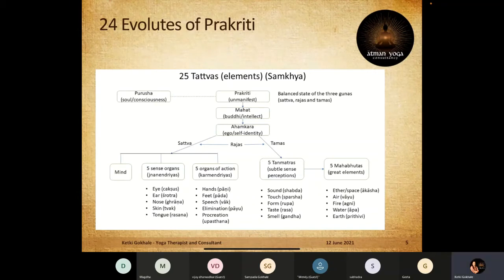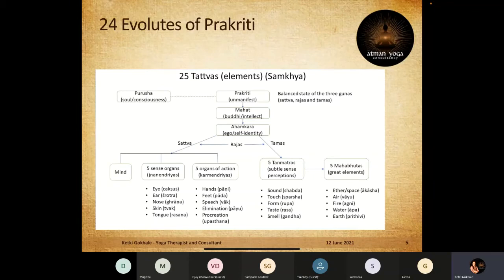From ego give rise to Sattva, Rajas, Tamas, that is the three gunas. So Prakriti has three attributes, while Purusha is attributeless. Sattva is the quality of lightness. Rajas is passion, desire, activity. Tamas is dullness or stability.